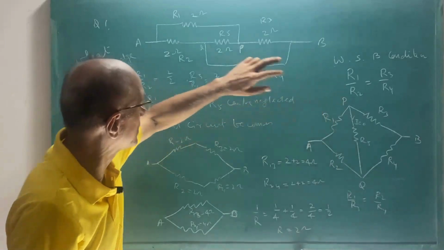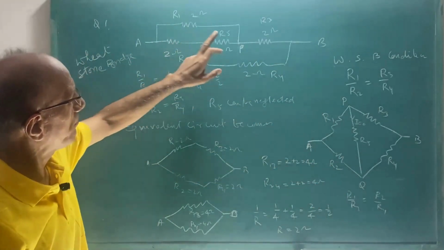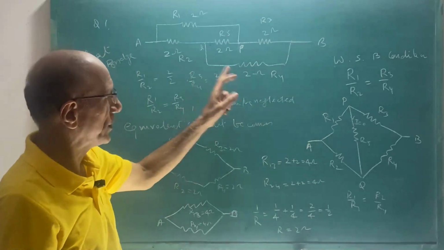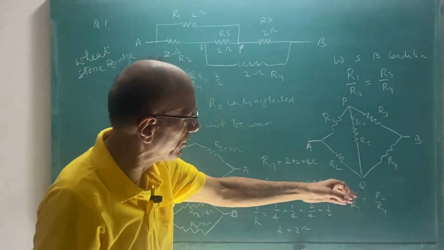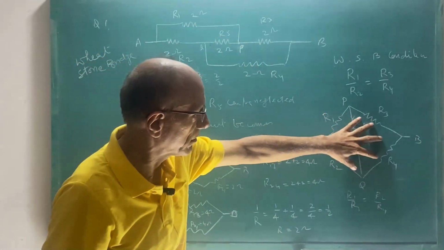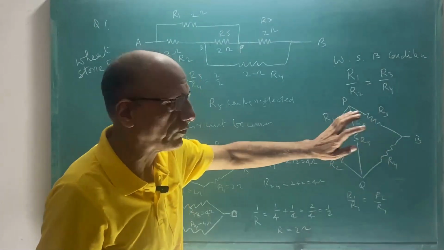And easily you can draw the circuit diagram. Between A and P is R1, between A and Q is R2, between B and P is R3, between B and Q is R4, and between P and Q there is only R5. So the shape of the circuit has been arranged this way.